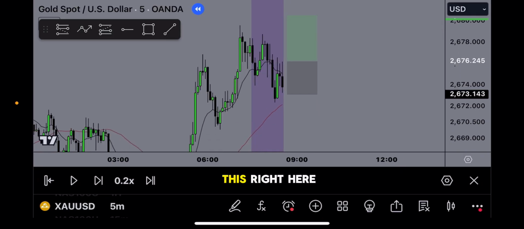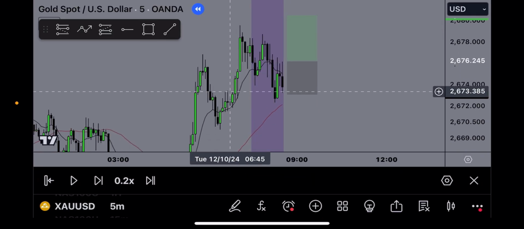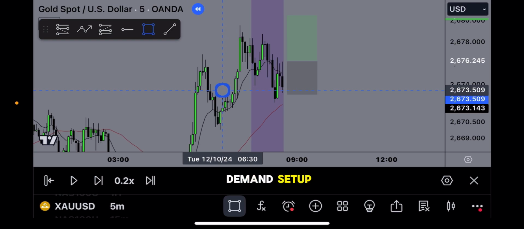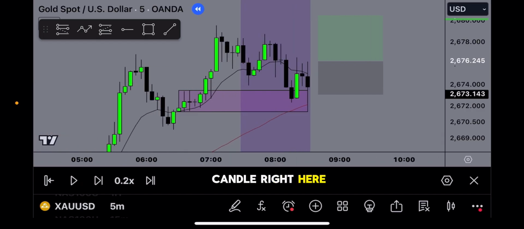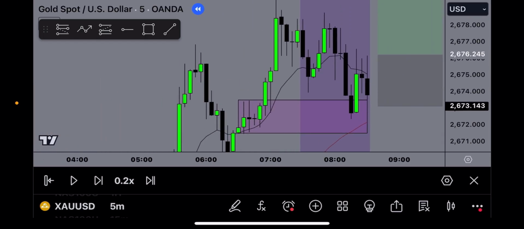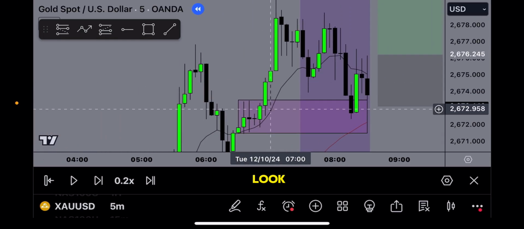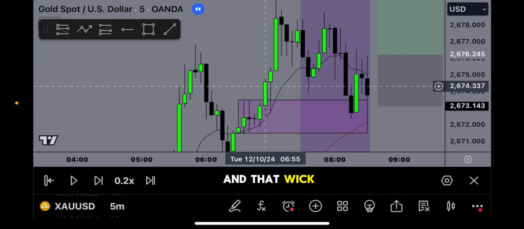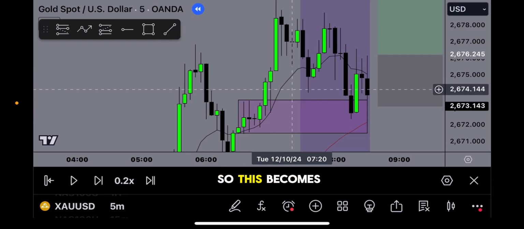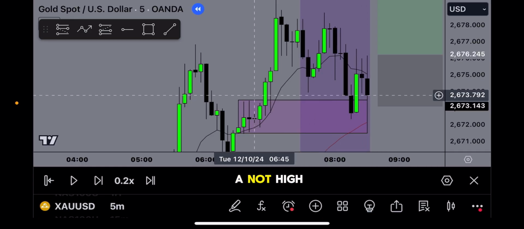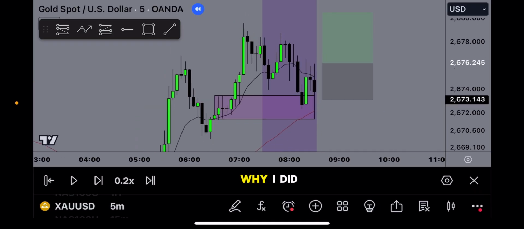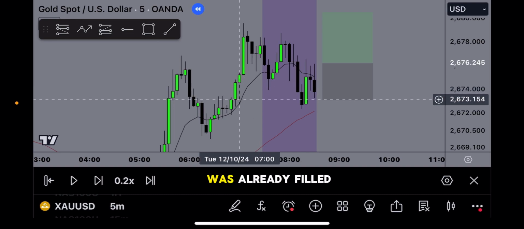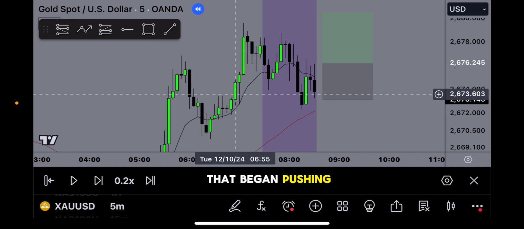And I already know this right here is kind of like a demand setup, but it's not, just because this candle right here brought this wick, and that wick filled in the gap from this candle. So this becomes a not high probability demand setup, right? So that's why I did not take that demand setup, because it was not high probability, since the gap was already filled on the first candle that began pushing price aggressively up.